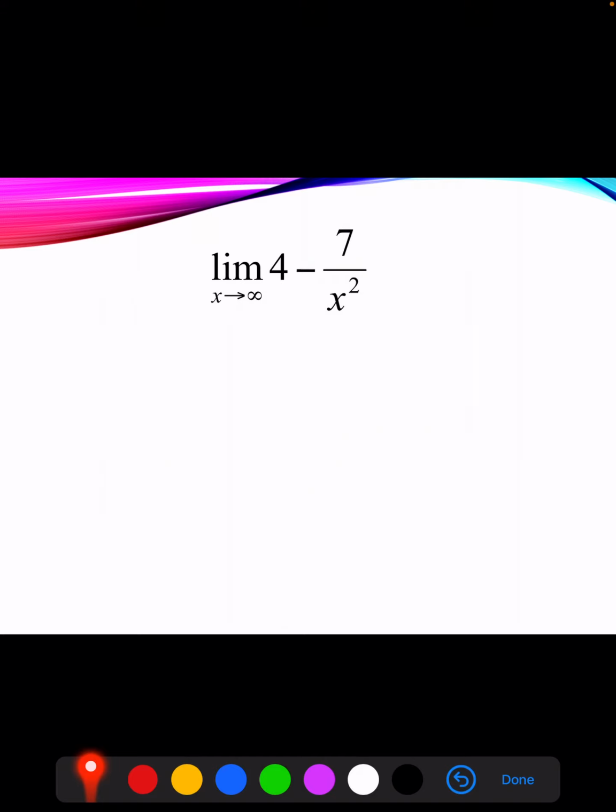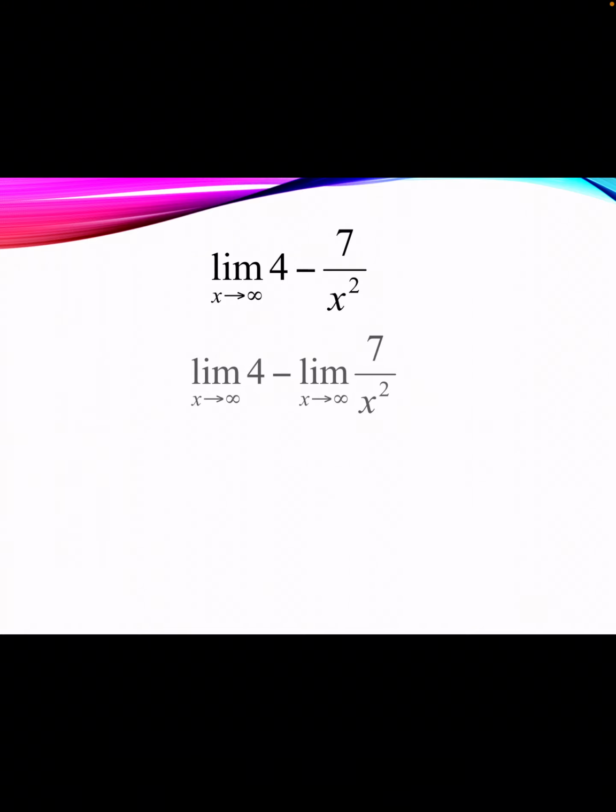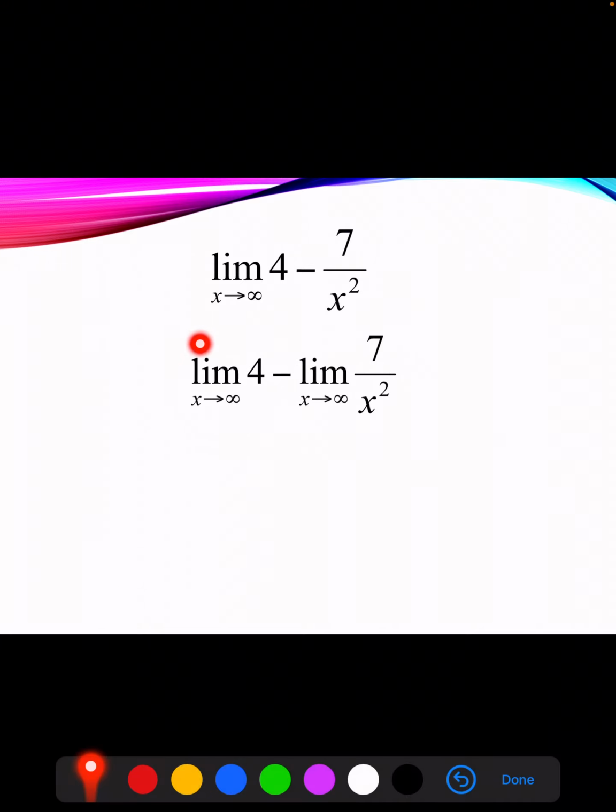It does not matter. So here I have this situation, the limit as x approaches infinity of 4 minus 7 over x squared. So you may already see what the answer is, but the process is, don't forget, I can take this and separate each of the terms. The limit as x approaches infinity of 4, 4 is just a constant. The limit as x approaches infinity of 7 over x squared.